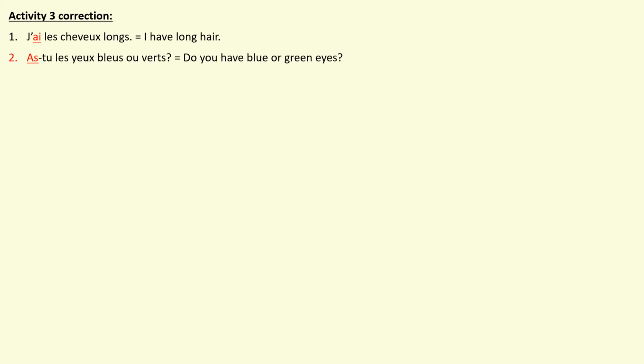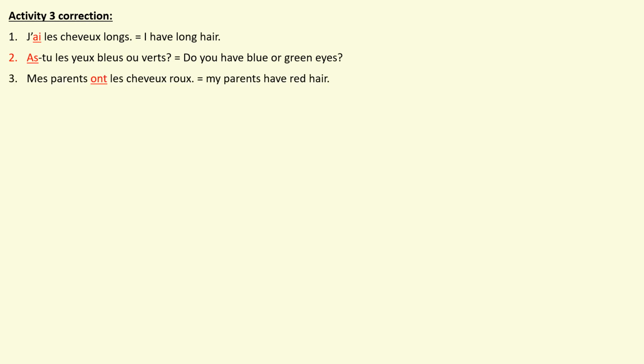So let's go through the correction together. Number 1 was j'ai les cheveux longs, and I have long hair. That's what it means. As-tu les yeux bleus ou verts means do you have blue or green eyes? Now please note that a and tu have swapped over to create a question. That's the simplest way in French to make a question. You just swap the verb with the pronoun.